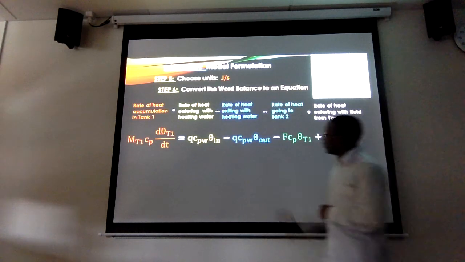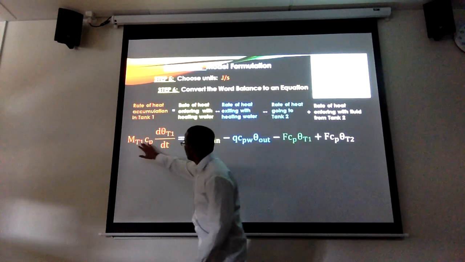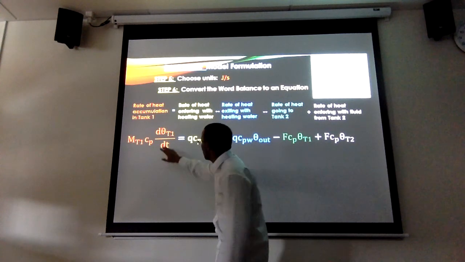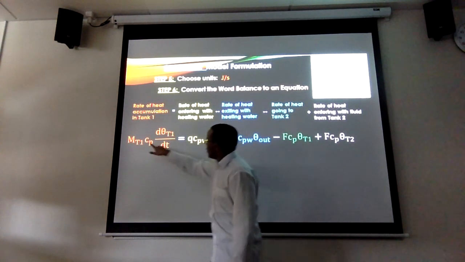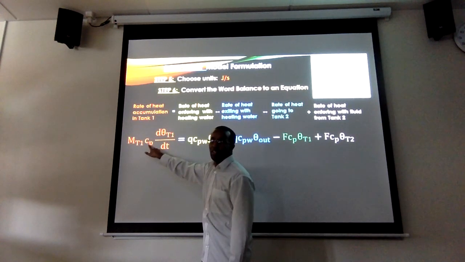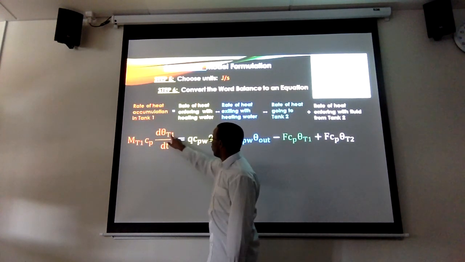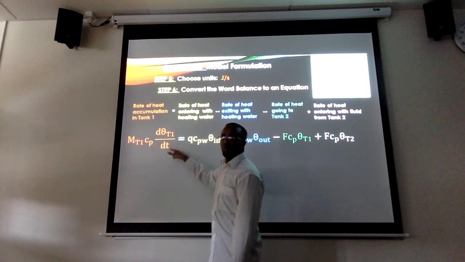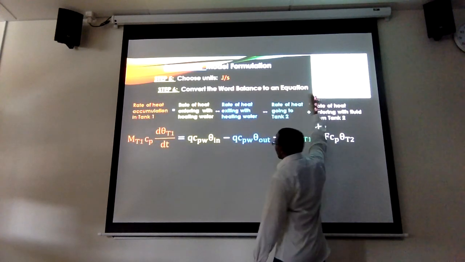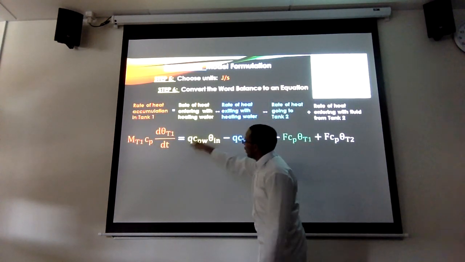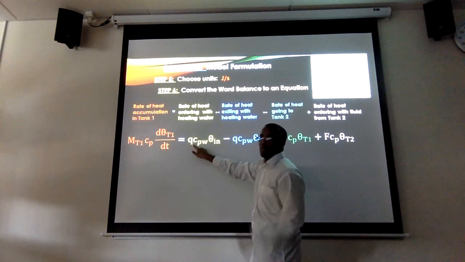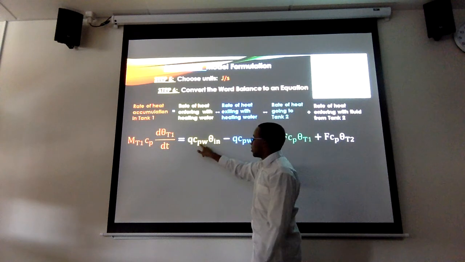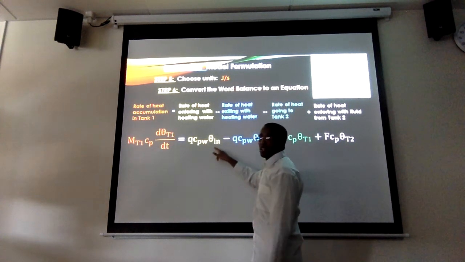So it's a differential equation. What it's basically saying is that the mass in the tank, times its specific heat capacity, Cp, times the rate of temperature change with time in the tank, is equal to the rate of heat in, which is the flow rate of fluid coming in, with specific heat capacity, times the temperature in.